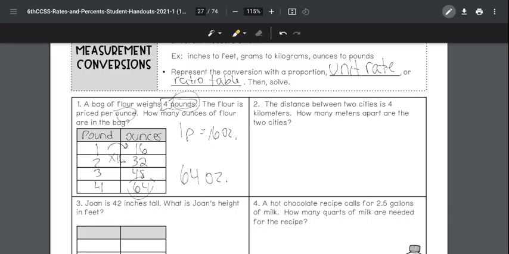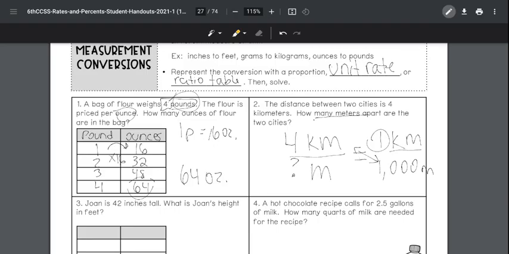Number 2, the distance between 2 cities is 4 kilometers. And we want to know how many meters apart the cities are. So, meters, but that's my question mark. I don't know that yet. So on our conversion reference sheet, it told us if we have 1 kilometer, that we have 1,000 meters. So cross multiply and then divide. 4 kilometers is the same thing as 4,000 meters.